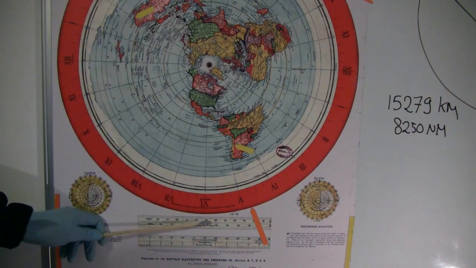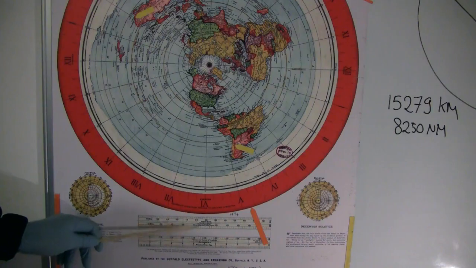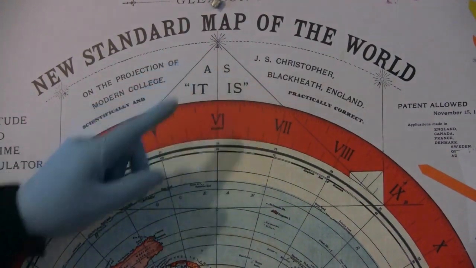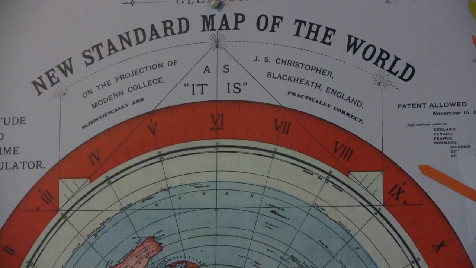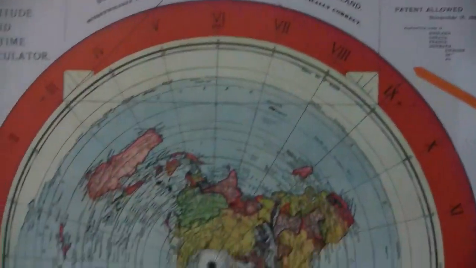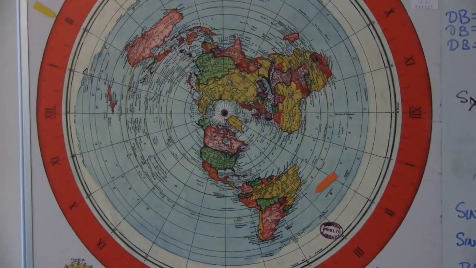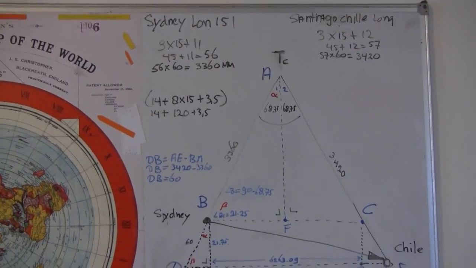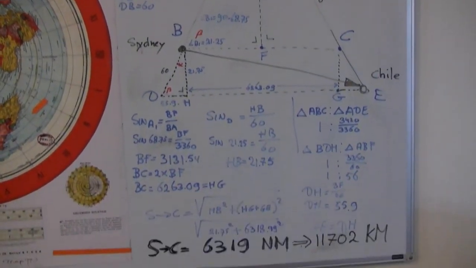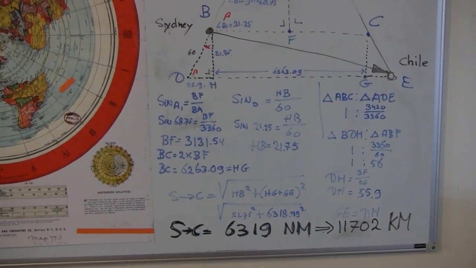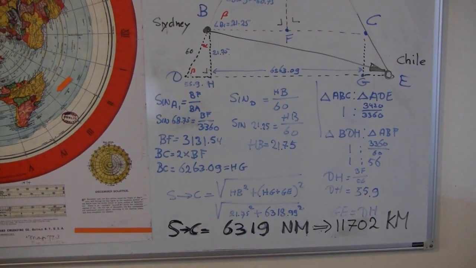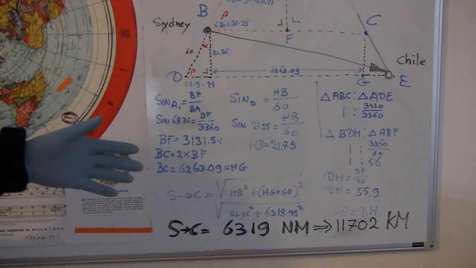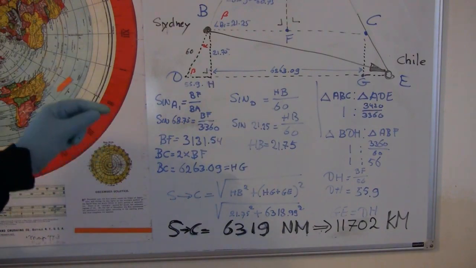This is an 1892 conversion. By using this, I calculated a direct flight from Sydney to Santiago in a straight line. At this moment, I'm just showing you the calculations, and in a later video I will explain it, because you won't be able to understand it at this moment.